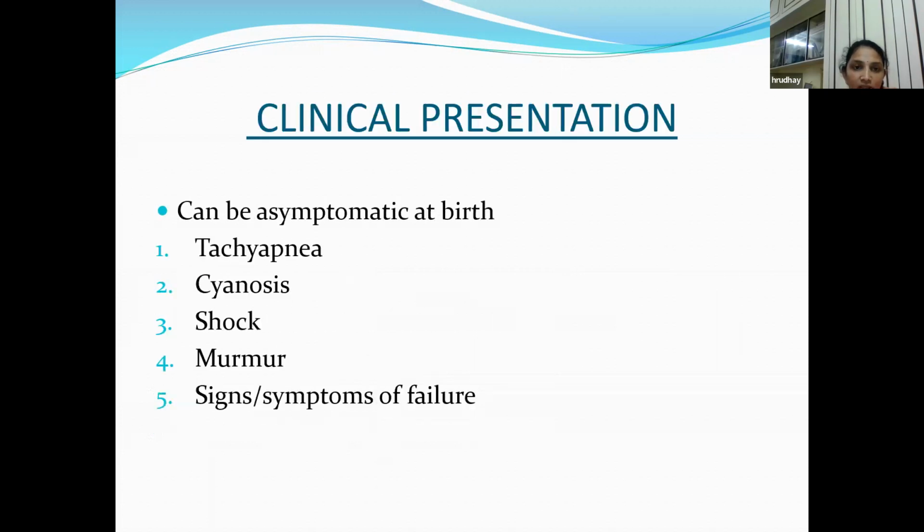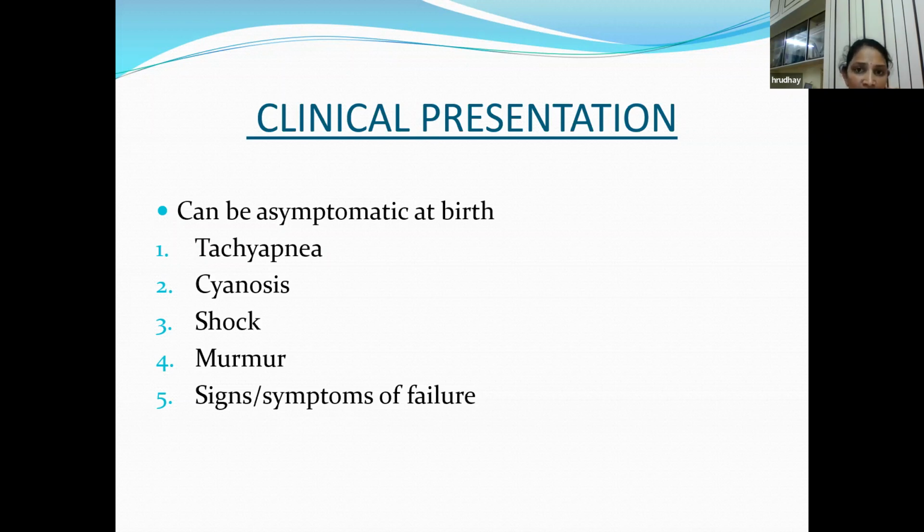Next, clinical presentation or clinical examination: how do they present? Very few babies can be asymptomatic at birth, but critical congenital heart disease can present from birth to 2 weeks of age. Like in the case of a TOF with not a critical PS, tetralogy of Fallot with very mild pulmonary stenosis can have presentation later in life.